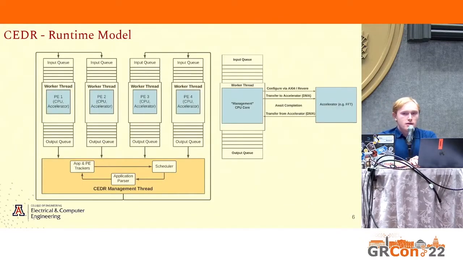So the runtime model itself is built around a core management thread that, as the name implies, manages the state of the system. So it essentially operates in a continuous loop of monitoring for incoming applications and launching them as necessary, waiting for tasks to be submitted by those applications, and then scheduling them with some user-defined scheduling heuristic. So that can be something simple like a round robin scheduler. That can be something more complex, an earliest task first, or a neural network based scheduling heuristic of some kind.